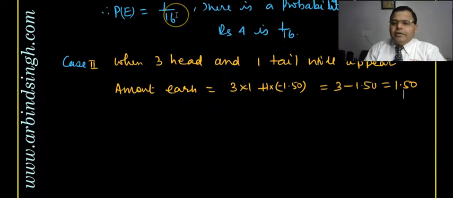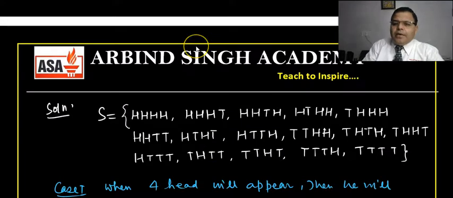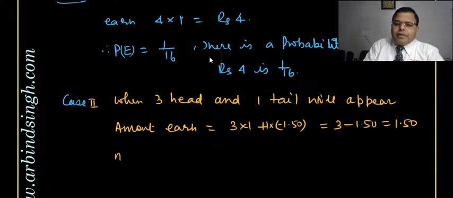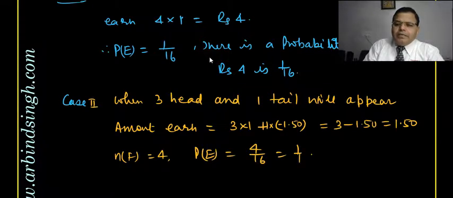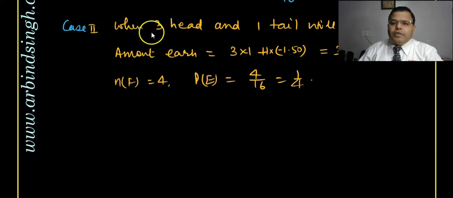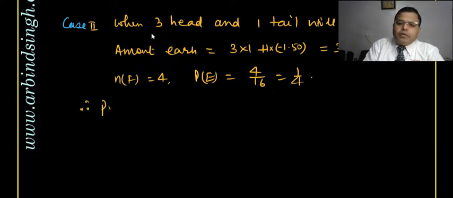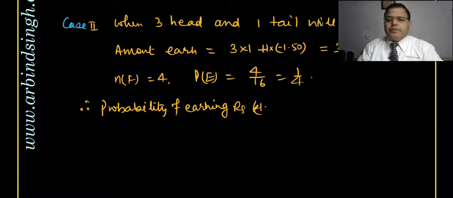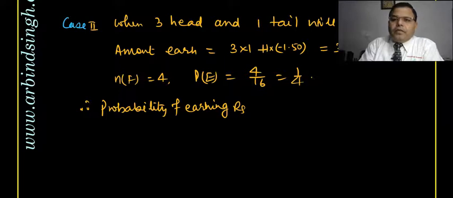So the probability of getting 3 heads is how many? 3 heads are here only: 1, 2, 3, 4. So there are 4 favorable cases. So the probability of the event is 4 by 16, that is 1 by 4. So the probability of earning rupees 1.50 is 1 by 4.